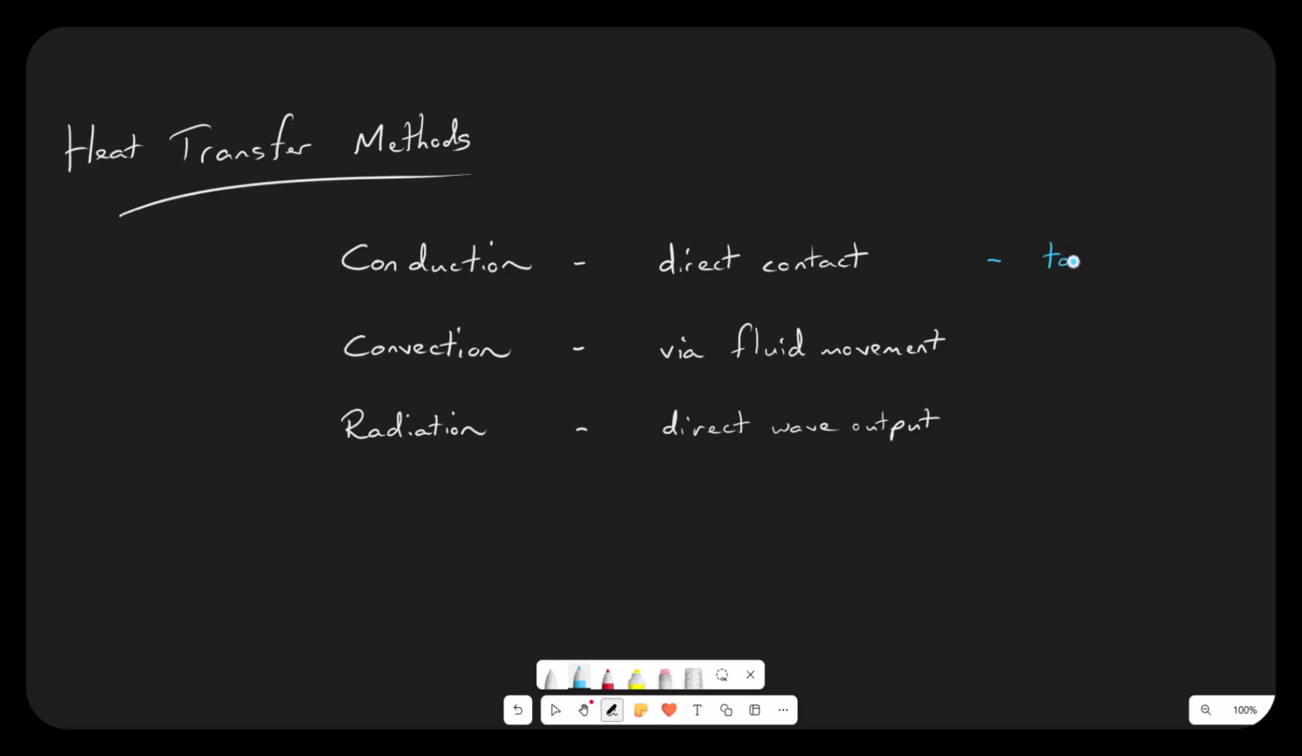So if items are touching, then you are talking about conduction. If items are not touching, but there's fluid of some sort, air, gas, water, then you are talking about convection. So there's fluid moving. Radiation, this is not touching, and fluid isn't moving. The easy ones for this are things in outer space because there's just no fluid there.